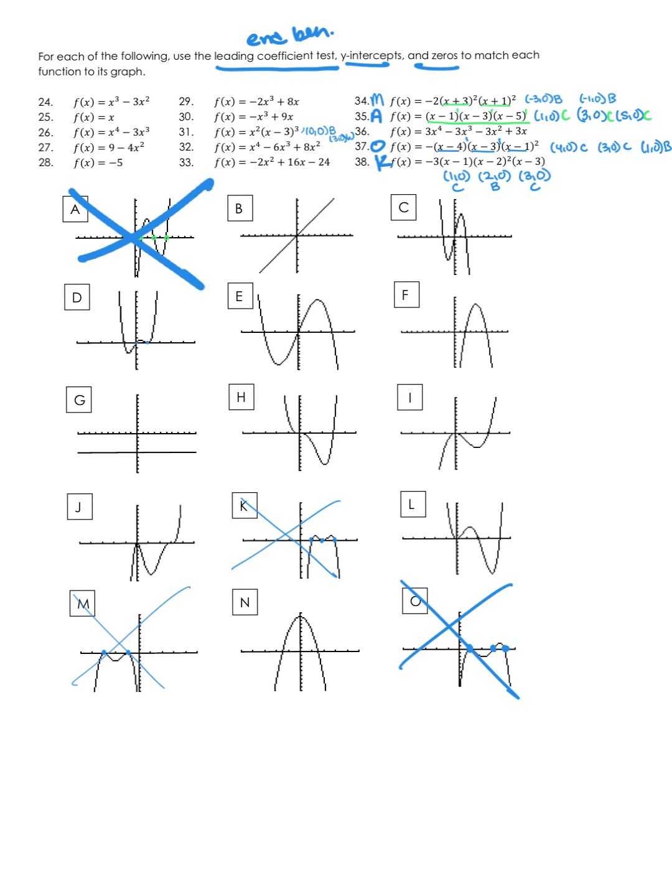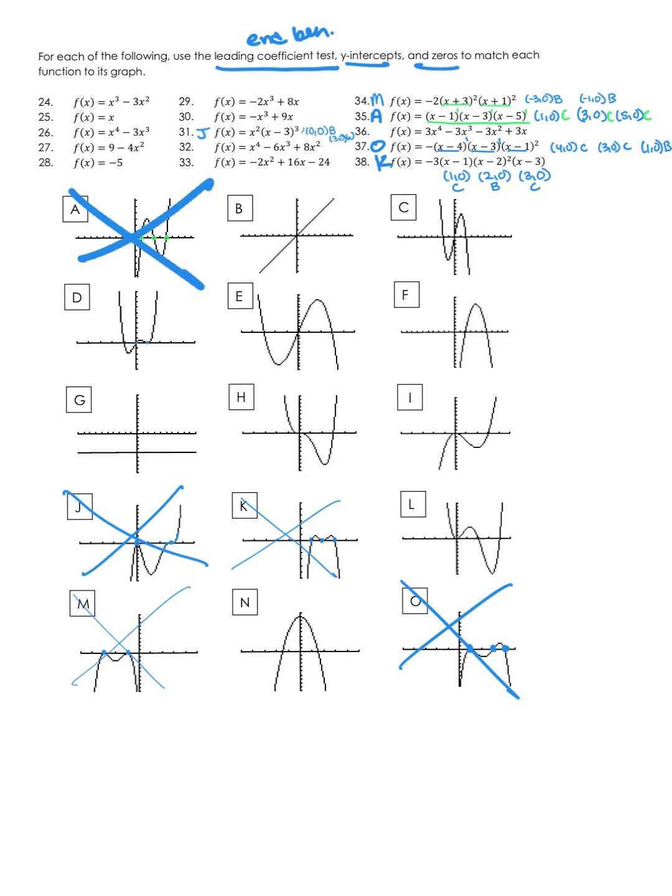Where else? This one has a bounce at 0, L. But it crosses at 2 and 4, so that doesn't help us. Where else are we bouncing at 0? J here, we're bouncing at 0. Oh look, and we're wiggling at 3. This is a wiggle right here, so this is our next one. So this will be 31.